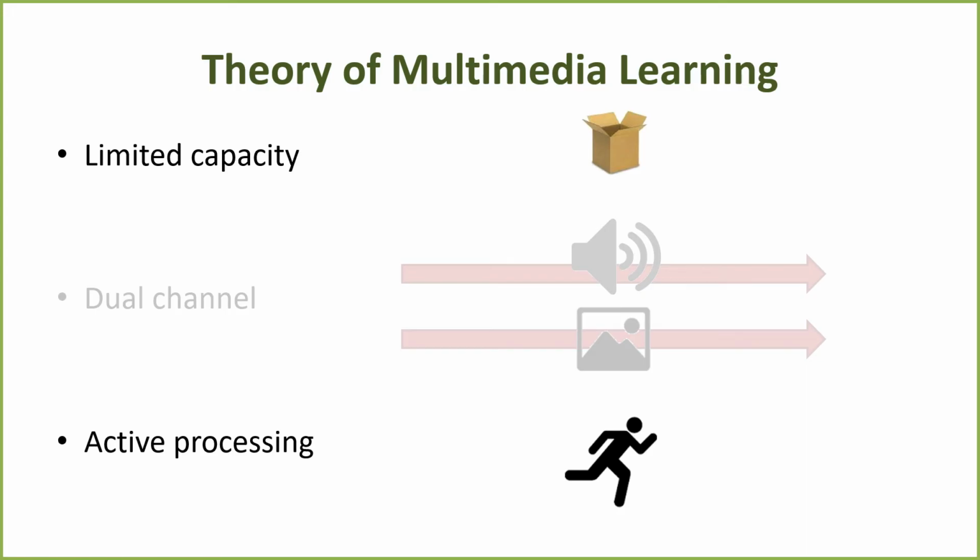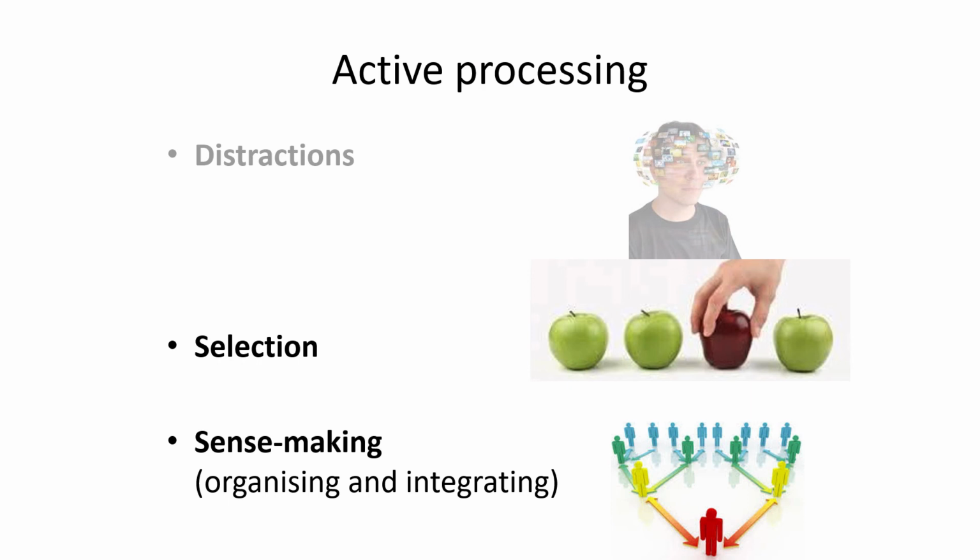So we deal with one thing at a time so that we know, okay, now I'm just focusing on this one thing. Because of our limited capacity, we need to focus on one thing at a time. And then also the active processing part of our working memory. What is the good part of the active processing? It's selection and sense-making. We don't want the distractions. We're trying to get rid of that. But the segmentation is particularly relevant to these 2 good parts.